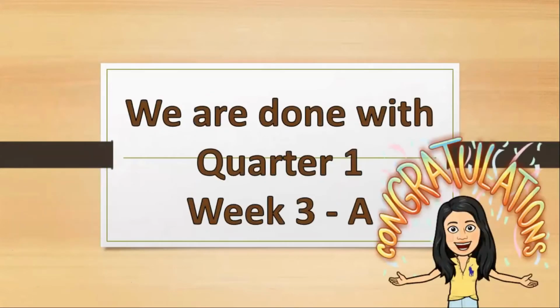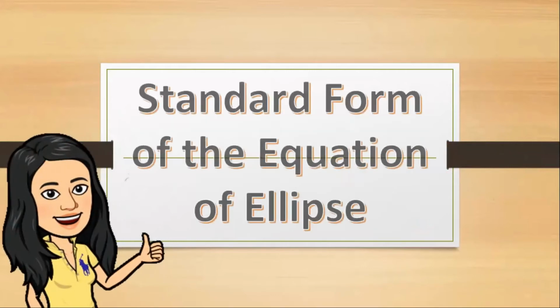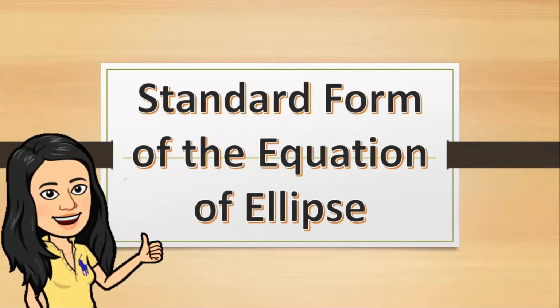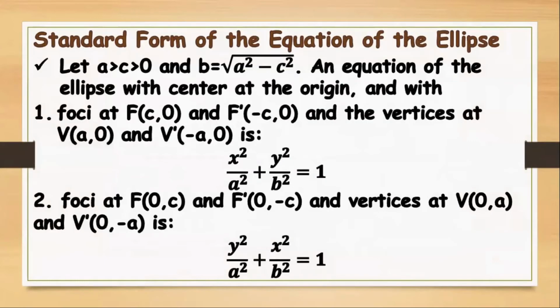Okay, so we are done now with our quarter 1 week 3A, and let's continue with our pre-calculus week 3B. We are now on the standard form of the equation of the ellipse. The objective is that at the end of this discussion, the students will be able to determine the standard form of the equation of the ellipse. And so let us discuss this first.